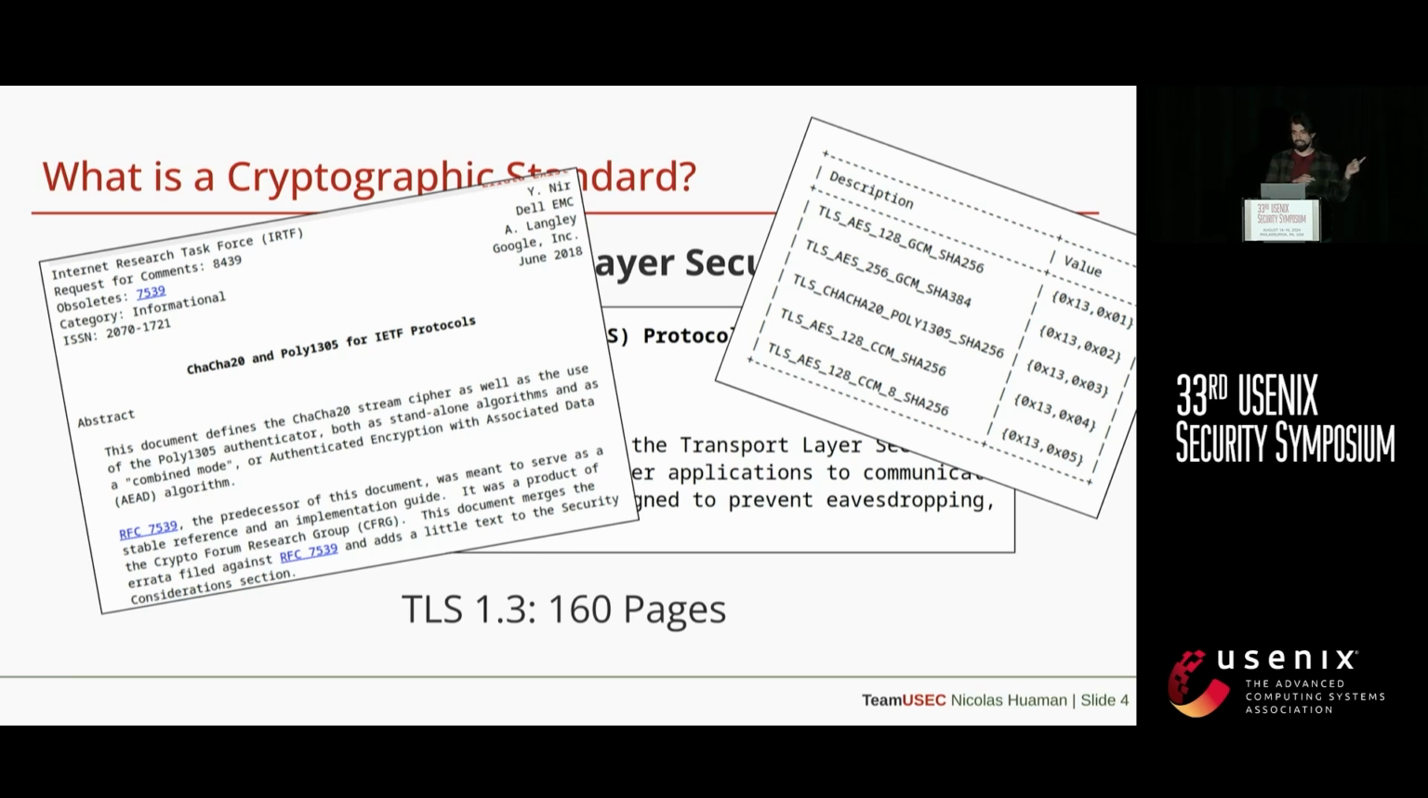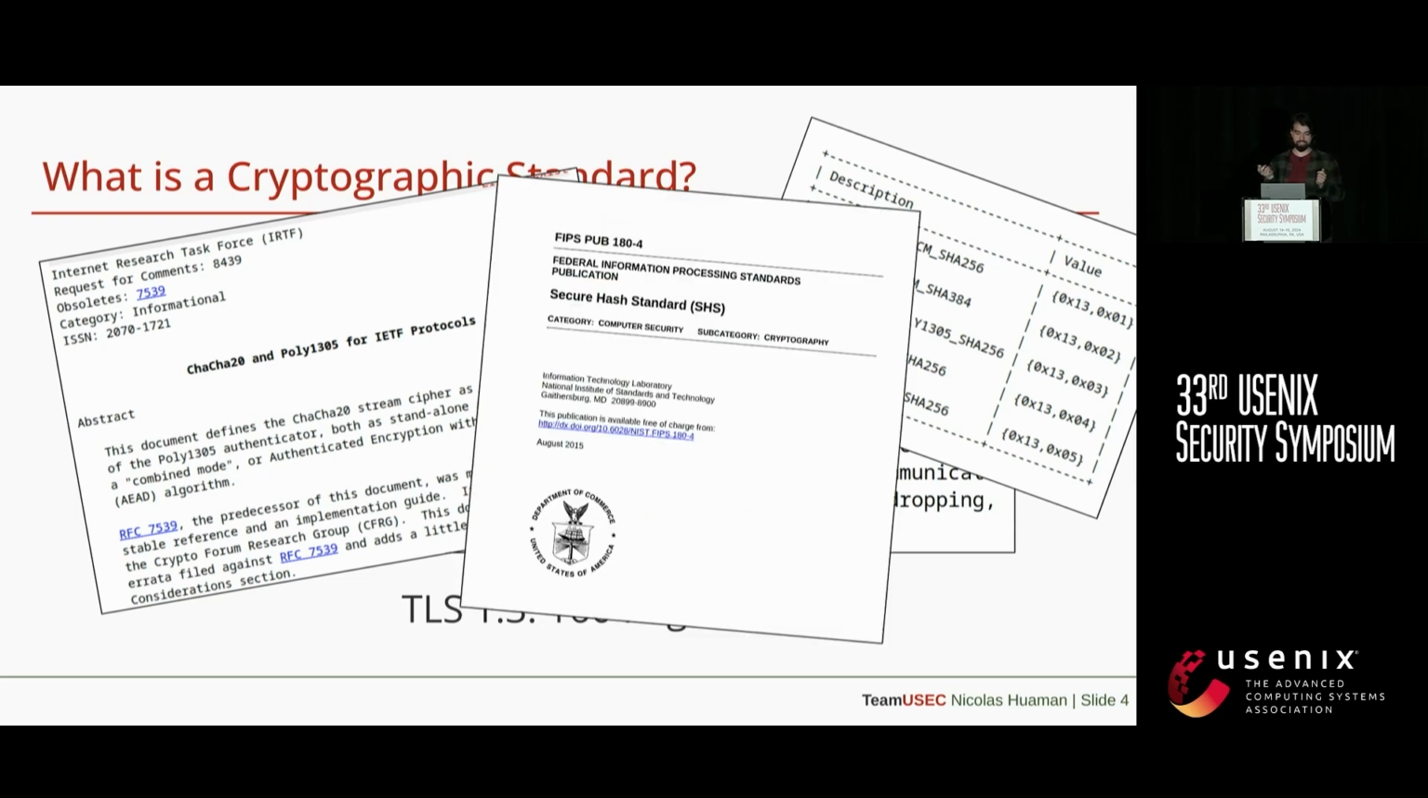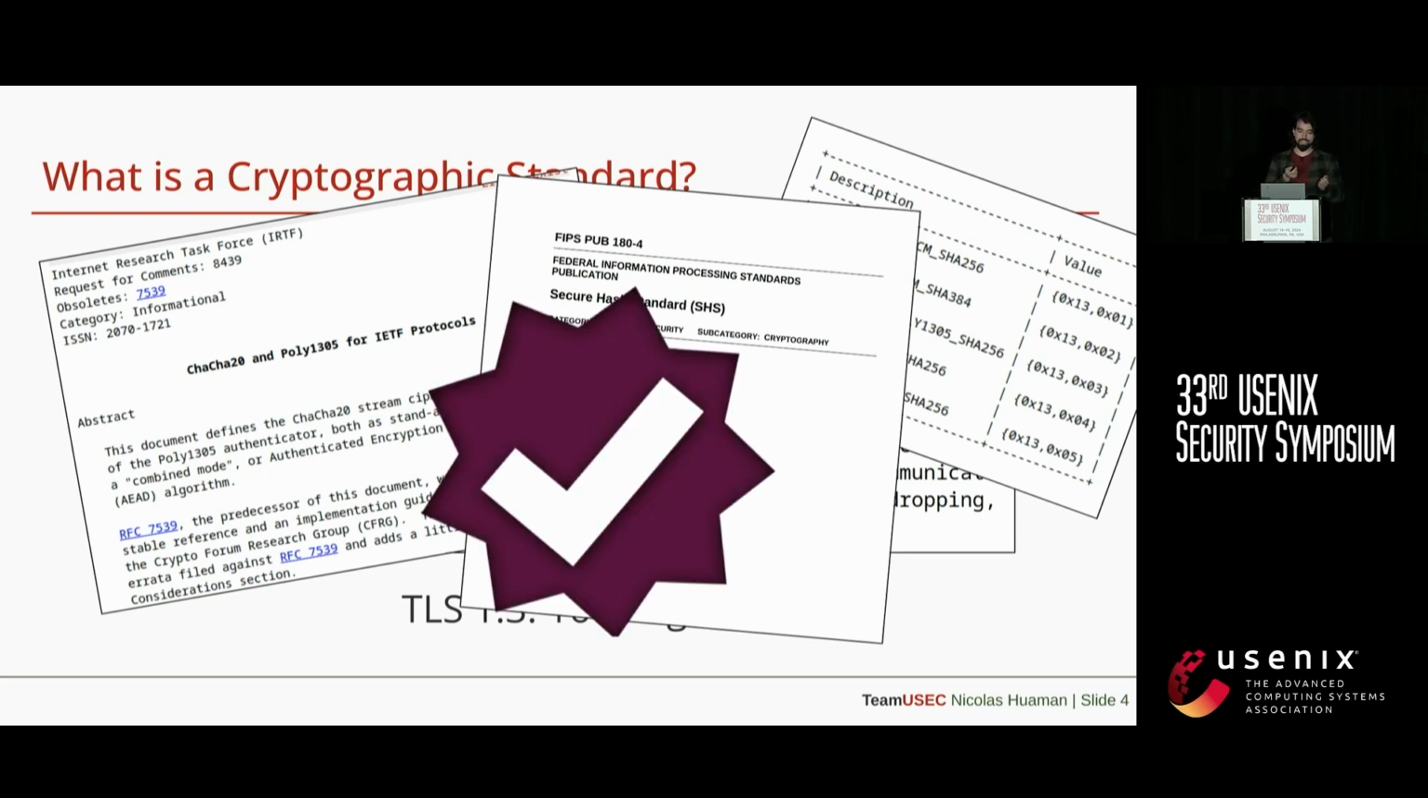You implement that RFC of multiple hundred pages. You also implement SHA-256, which is specified here in this FIPS document, which is an entirely different document. You implement all of these cipher suites, all of these parts of the standard, the handshake and stuff, and in the end, you end up at a final first implementation.